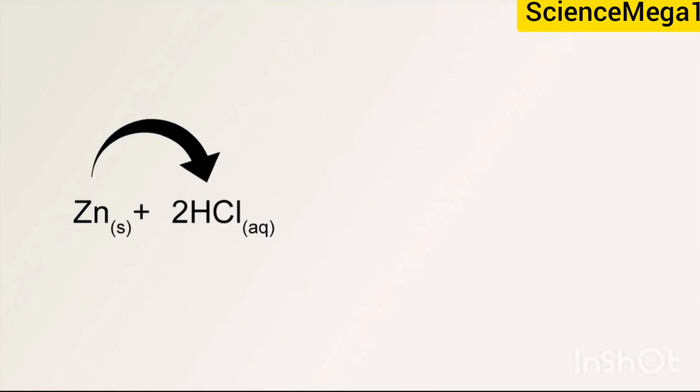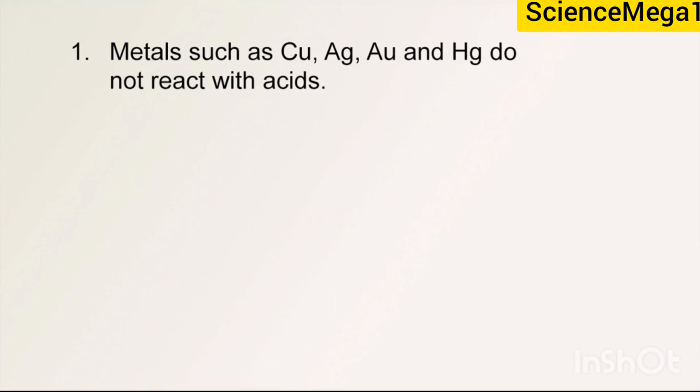So we look at our first example. The metal displaces the hydrogen from the acid. So we have a reaction between zinc and hydrochloric acid, and that produces zinc chloride plus hydrogen gas. Note that metals such as copper, silver, gold, and mercury do not react with acids.